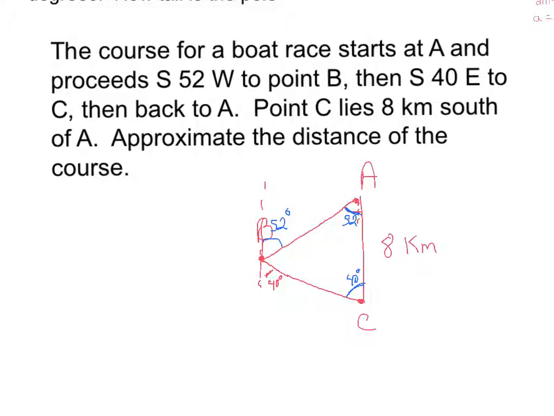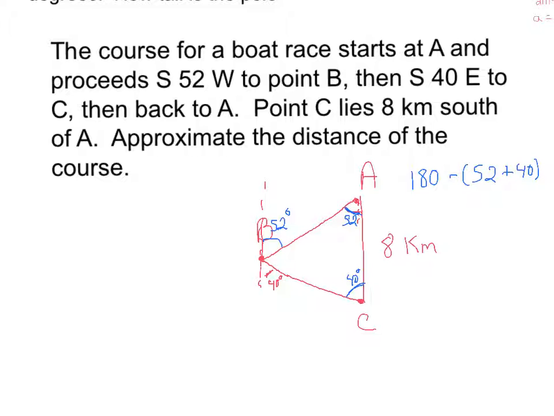Because I have two angles and one side, but to use that one side, I need to know what the third angle is. And if we add 52 degrees and 40 degrees, or we could simply have subtracted from 180, 52 plus 40, or we can use the idea of alternate interior angles.